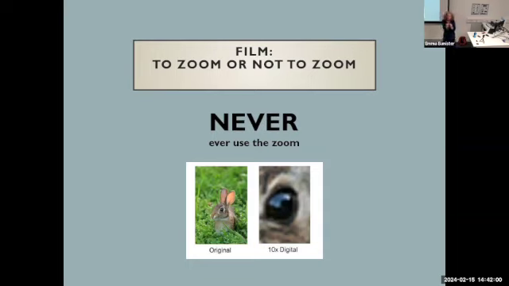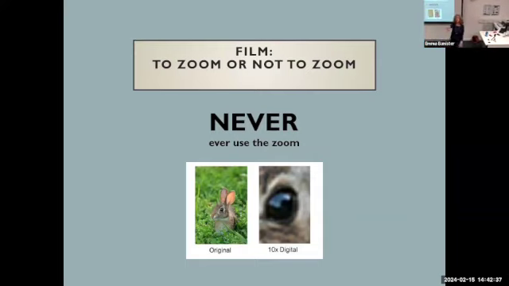Because it doesn't really zoom optically. It doesn't magnify something optically. It just spreads the pixels about to make that image a bit bigger, and you end up with something very fuzzy that doesn't match the rest of the quality of your film. Never zoom, ever. Also, if you zoom and you move, the movement is much more jarring. It's absolutely horrendous.